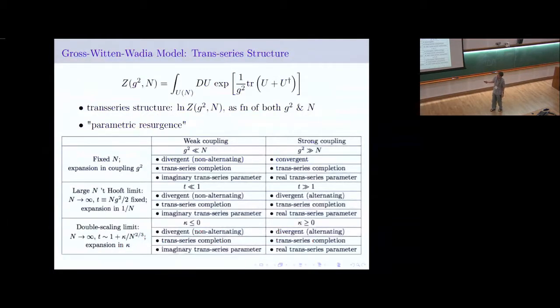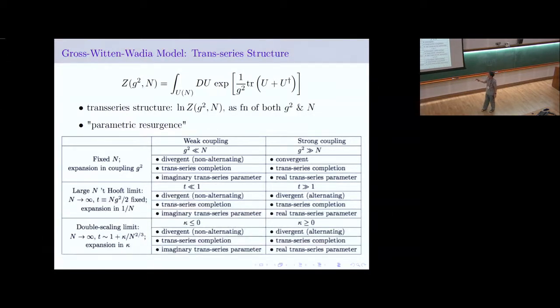So we can make different types of expansions. We can fix n and look at weak coupling and strong coupling. Or we could take n to infinity and take the 't Hooft limit. But then we can look at when t is small or large. And then we can do this double scaling limit where we look really closely near t equals 1. Okay, and see what happens.